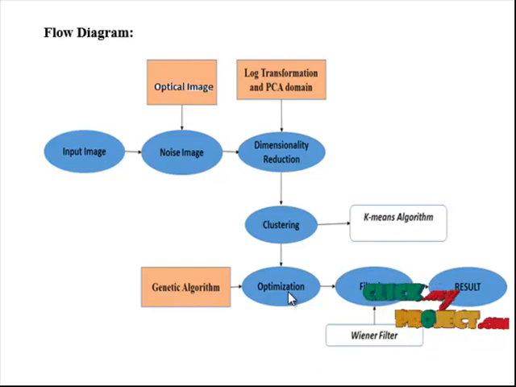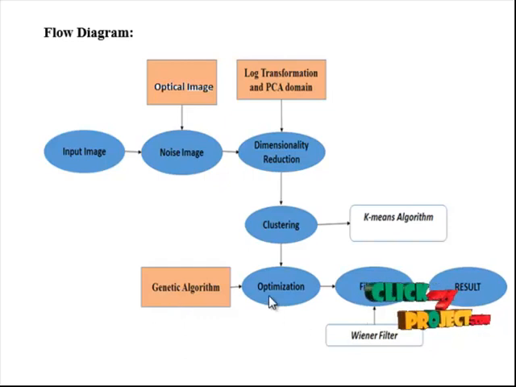Generate a random population of n chromosomes, evaluate the fitness of each chromosome, and create a new population by repeating the following steps until the new population is complete. Select new parent chromosomes from a population according to their fitness. Next, with a crossover probability, crossover the parents to form new offspring.